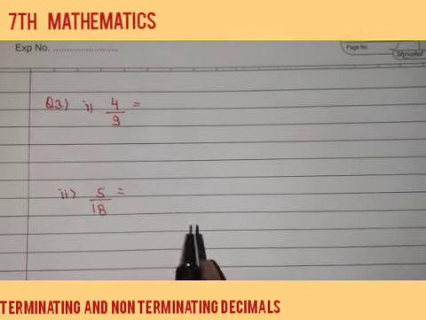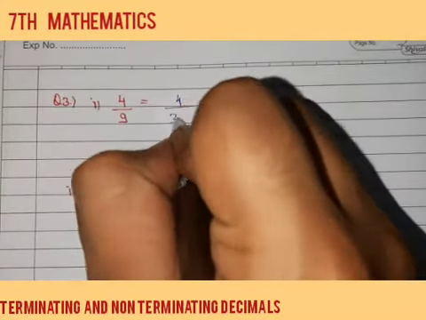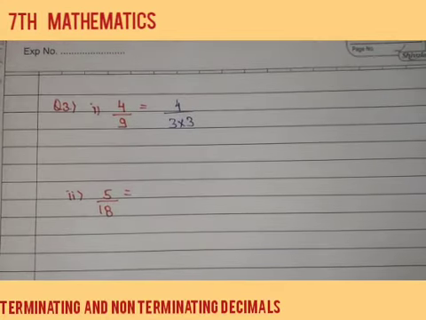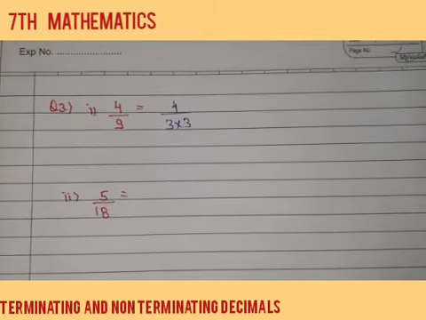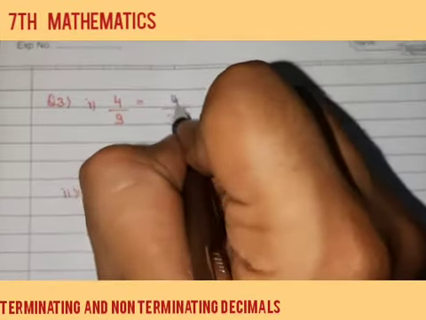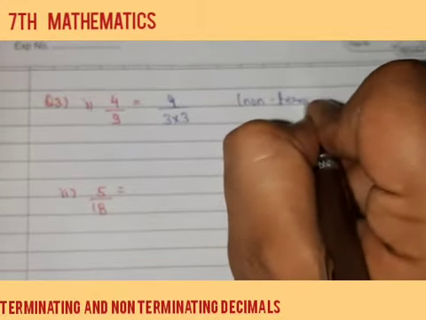4 by 9. We clearly know 3 into 3 is 9. We can write 4 upon 3 into 3. Now we can see, since the denominator 9 does not have the prime factor either 2 or 5, therefore we can say that 4 upon 9 is a non-terminating representation.